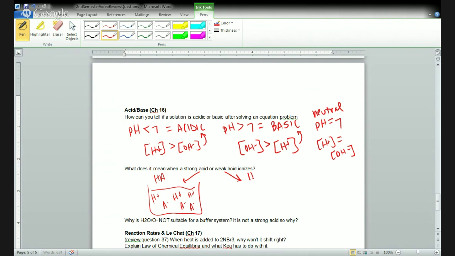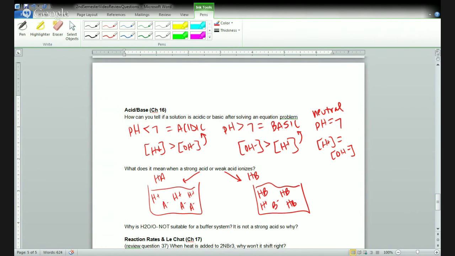If we have a weak acid, we'll call him HB. They don't really ionize that well. This is like the weak girlfriend who can't be without her boyfriend. So you're going to have a whole bunch of HB molecules stuck to each other and only a little bit of H plus and a little bit of B minus. So that's what we mean when we say a strong or weak acid ionizes. A strong acid is going to fully ionize and make a really, really acidic pH, where a weak acid is only going to slightly ionize and make a slightly acidic pH. So that's what we mean when something ionizes.